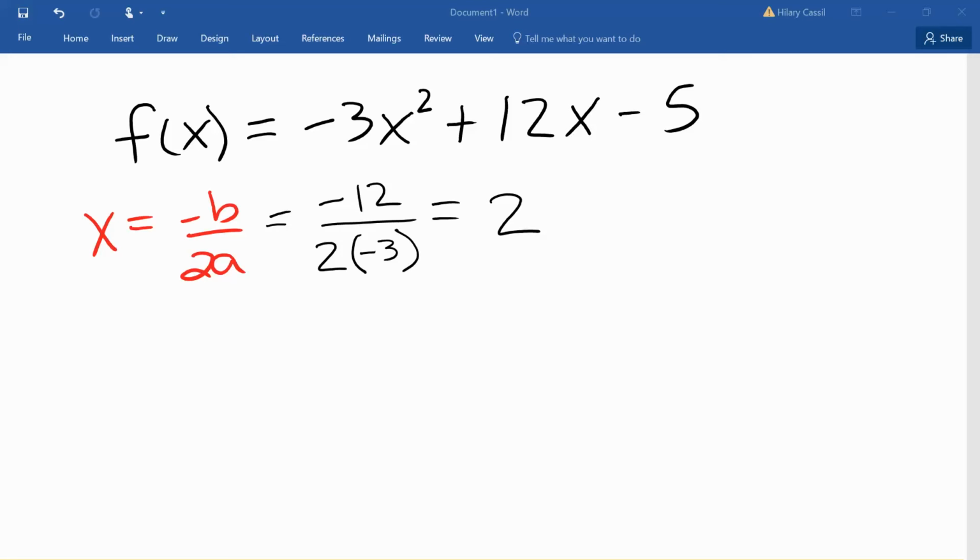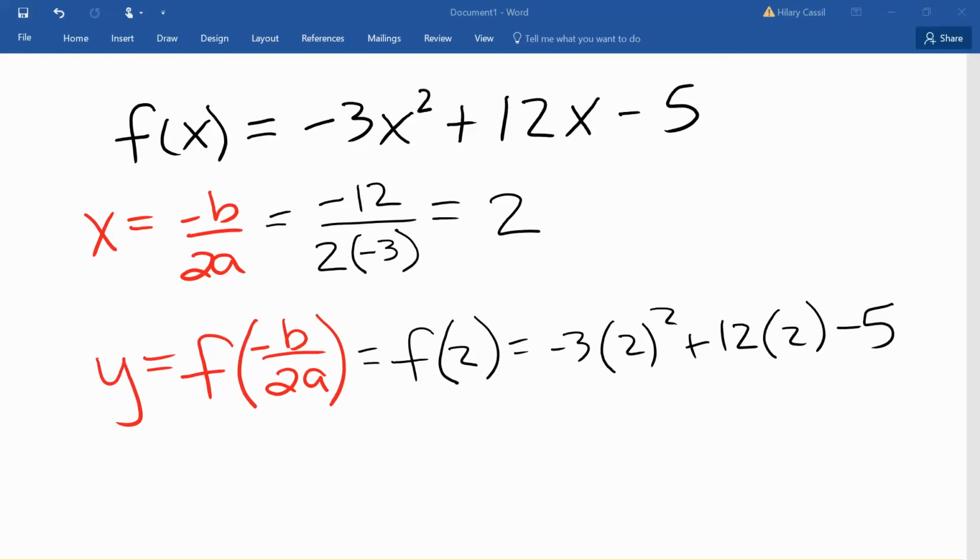In order to find the y value of our vertex, we're simply going to plug an x value of 2 into our function to find the y value. So plugging in our x value of 2 is going to give us negative 3 times 2 squared plus 12 times 2 minus 5, which means that the y value of our vertex is 7.